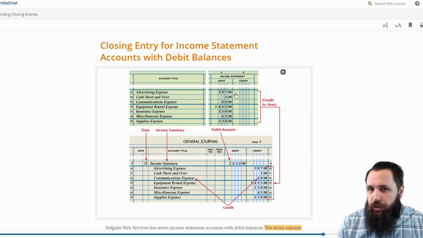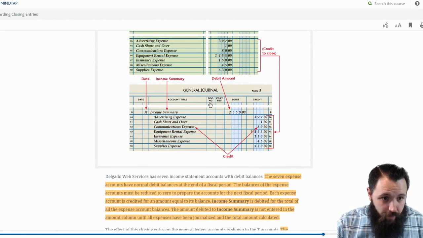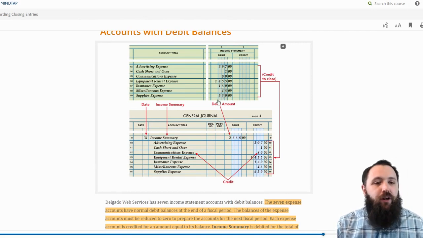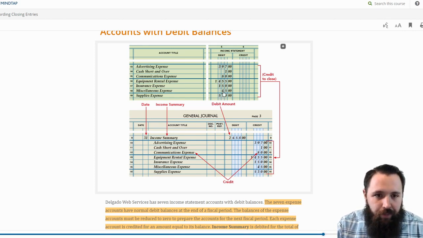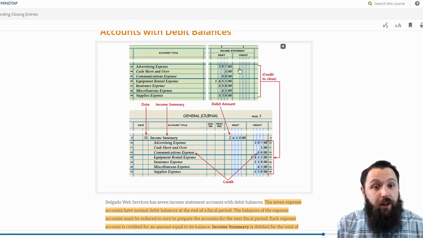And this one's a little bit trickier, but essentially what we're doing is we're going to close all of our income statement debit accounts, which are our expenses. Here we have 7 expense accounts. If they all have debits and they all have balances here, how do we bring them all down to zero? We're going to credit them the balance that they have as a debit. So advertising expense would be credited $3.97.